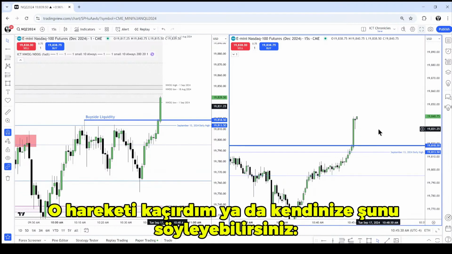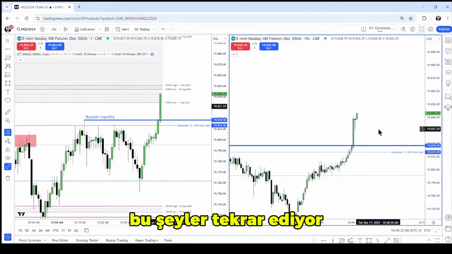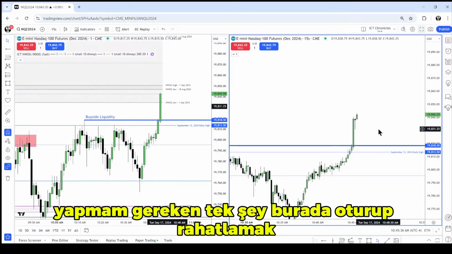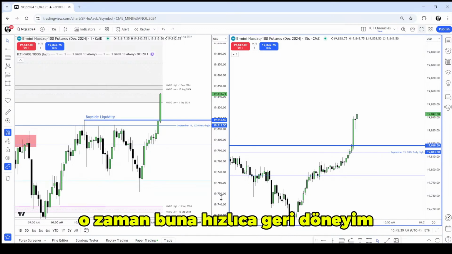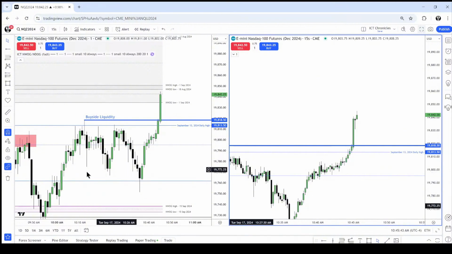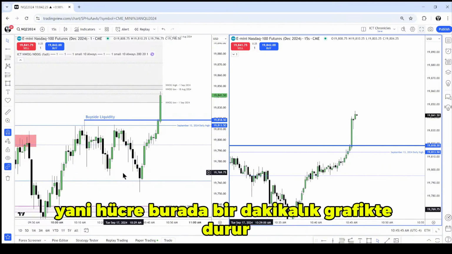Or you can say to yourself, this stuff repeats. There's no need for me to worry about it. I'm going to find another setup. All I have to do is sit here and relax. So let me go back to this real quick. We had these lows here, and this was made jagged. So sell stops down here on the 1 minute chart were taken.